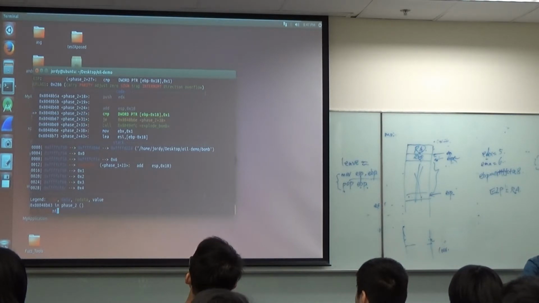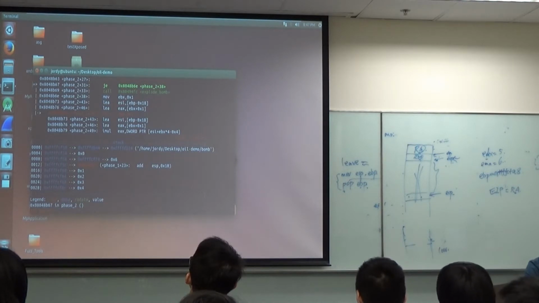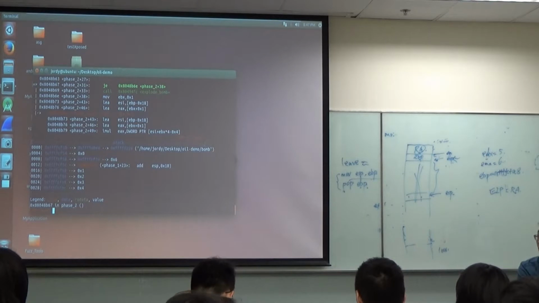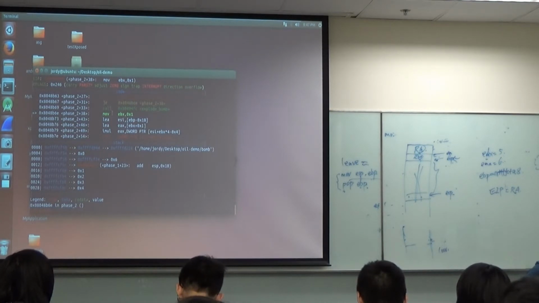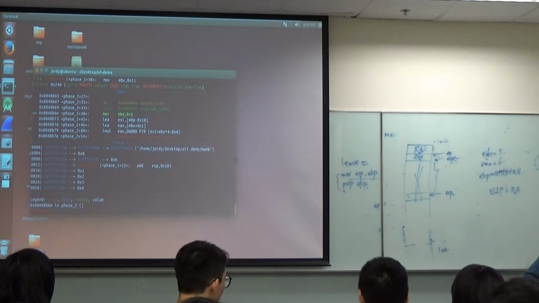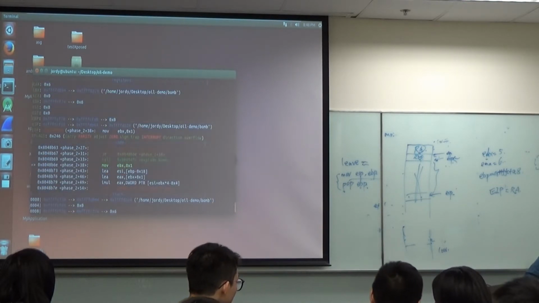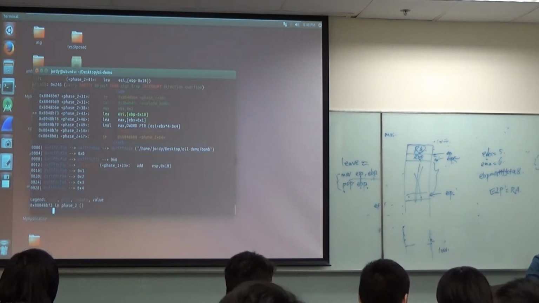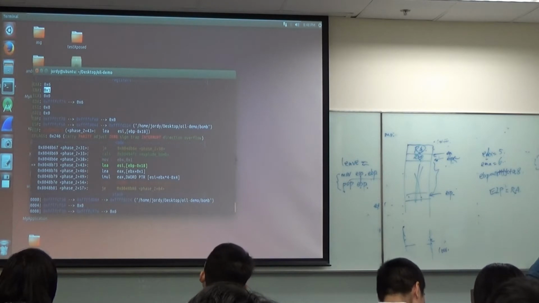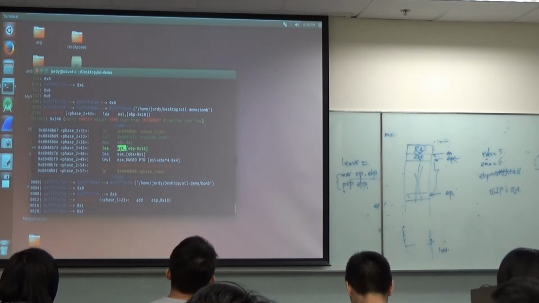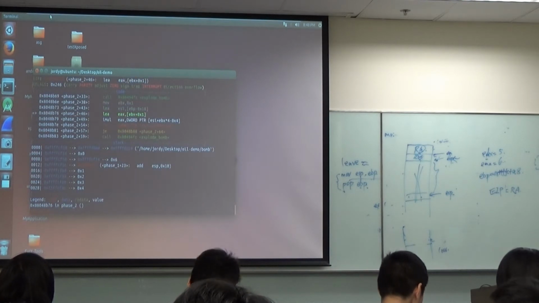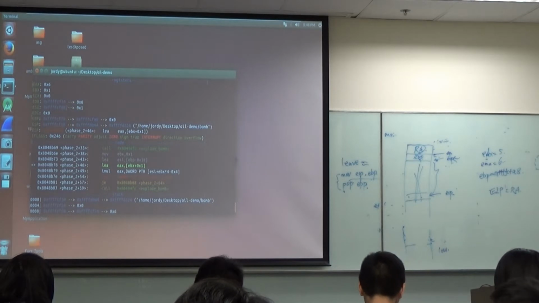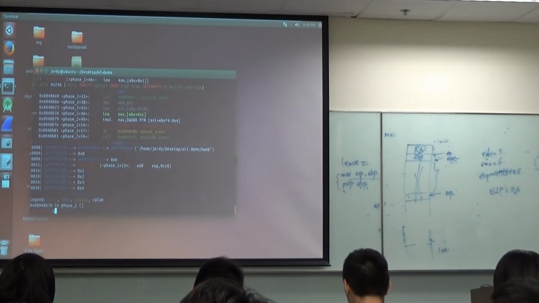Right. Let's continue. And yes, we just input the first number as 1, and it goes to here. Then what it does is move 1 to EBX. Okay, let's move 1 to EBX, then EBX is 1, and move 60 to ESI. So ESI is 60. Let's continue.